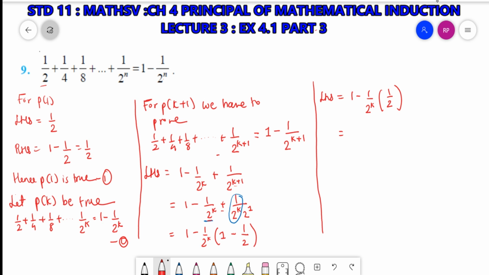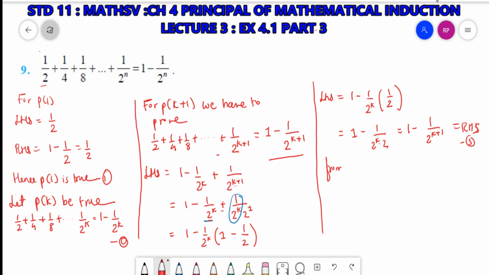So I can write down this as 1 minus 1 upon 2 raised to k into 2, so 2 raised to k plus 1. 1 minus 1 upon 2 raised to k plus 1. And that is our RHS. Okay. So this is third.